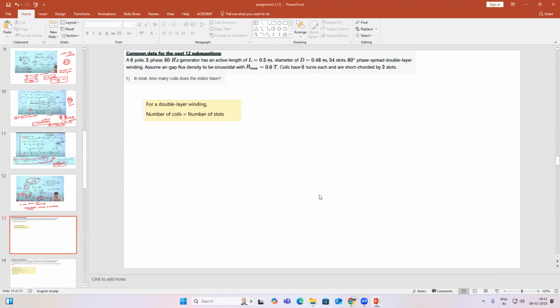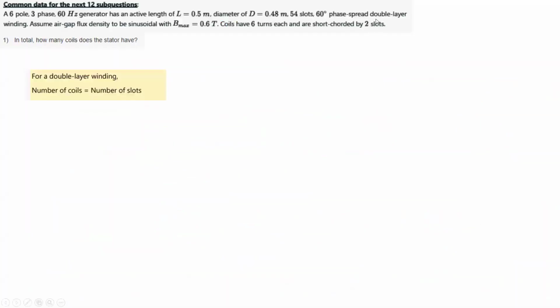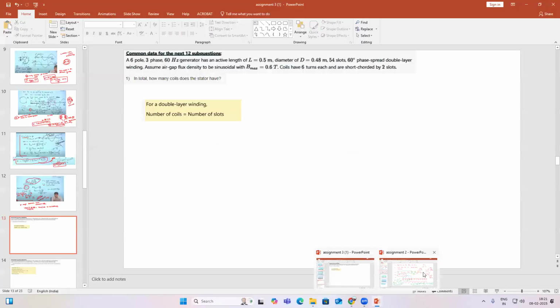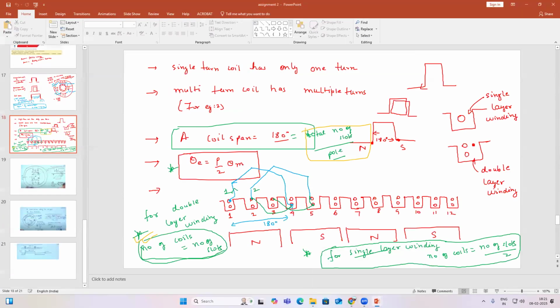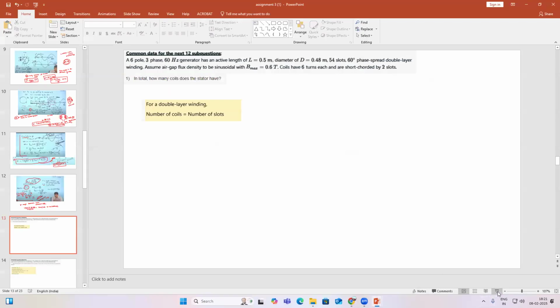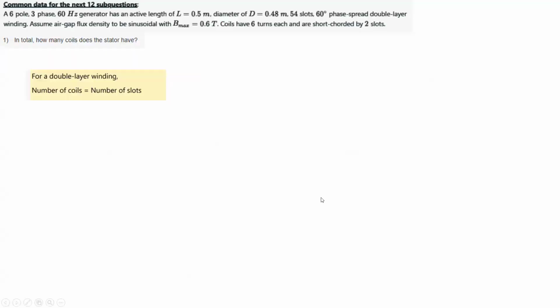So if you come back here, this is a double layer winding. For a double layer winding, the number of coils is equal to the number of slots, which is 54. So the answer to this question is 54. If it were single layer winding, then it would have been 54 by 2, the number of slots by 2. It is a simple question. You just have to remember this structure.